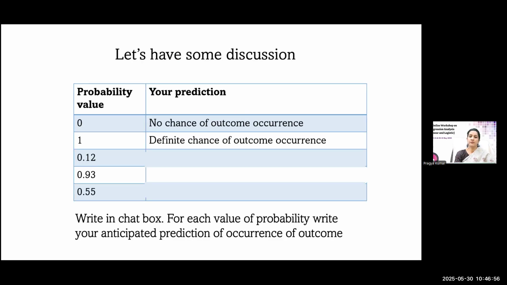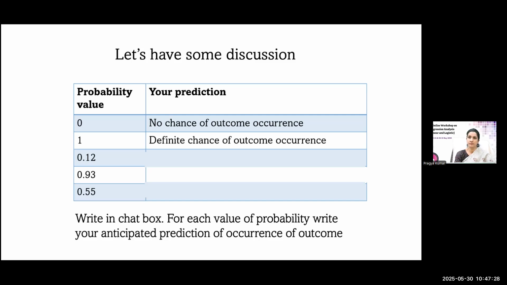Now let's understand how, on the basis of that prediction, the occurrence or the chance of happening is decided. Like Dr. Sunil has just written, probability means chance. So if the value of probability is 0, what will your prediction be? You will say there is no chance of outcome occurrence. And if the value of probability is 1, what will you write? That there is a definite chance of outcome occurrence. Do you agree or not?